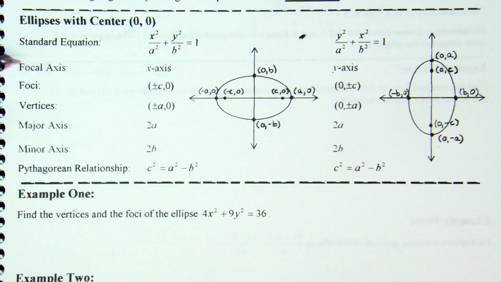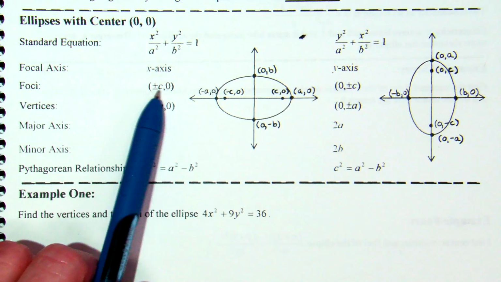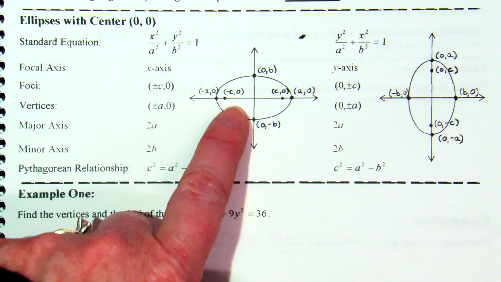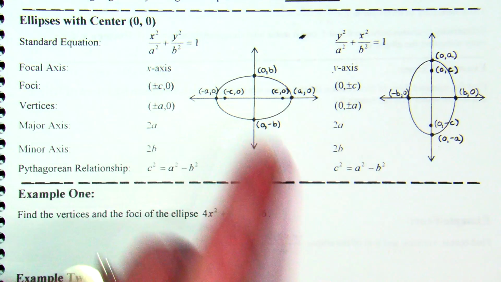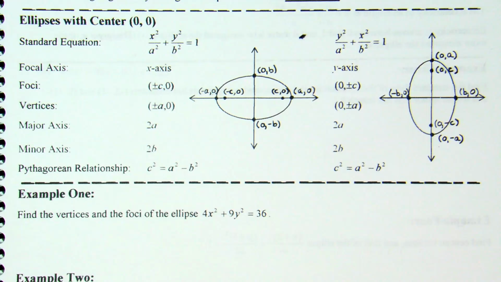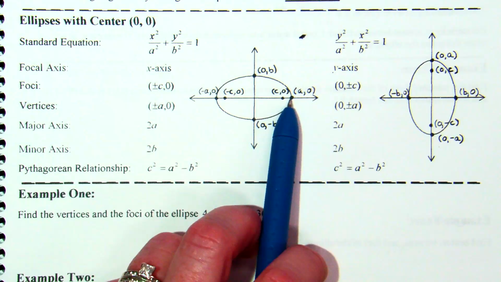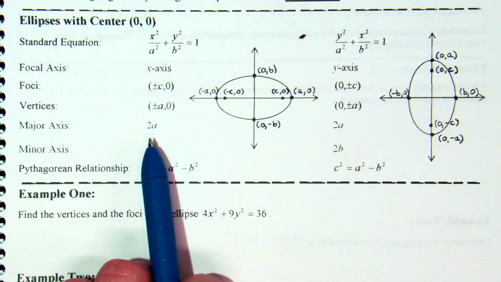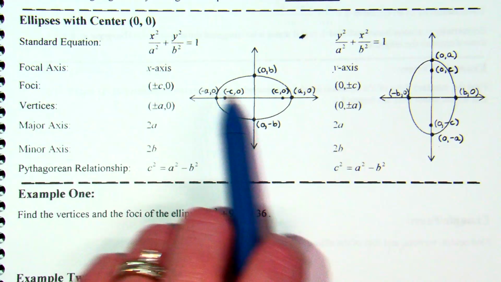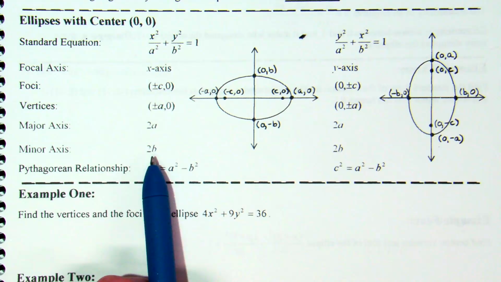So focal axis, x-axis or y-axis. Foci are plus or minus c, comma 0, because it's left c, and we'll talk about what c is, and right c. Vertices are plus or minus a, comma 0, so left a and right a. Again, this is because this is centered at the origin. The major axis is 2a, because if you go right a and left a, that's 2a. The minor axis is 2b, because the endpoints of the minor axis are up b and down b.